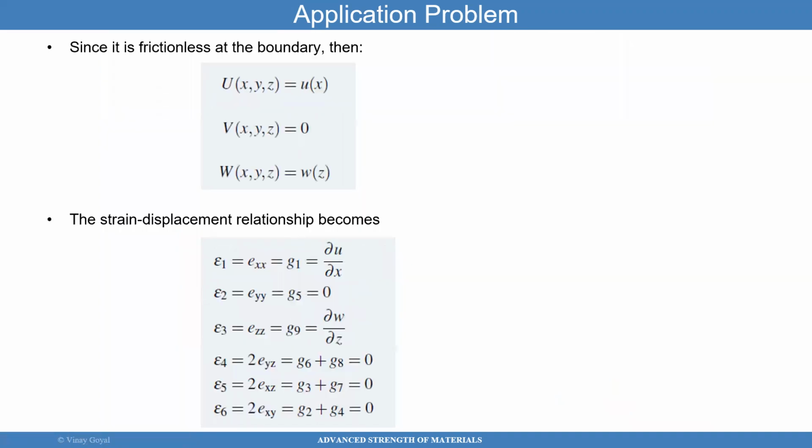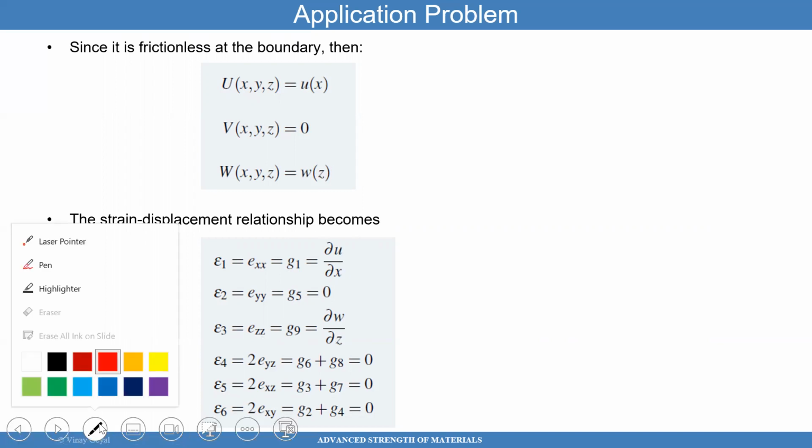So I can use the strain deflection relationships. Given these deflections that we know of the system, I can use the strain deflection relationships to calculate the 6 strains that we know of. Epsilon xx is partial u with respect to x. Epsilon 2 is 0 because the derivative of v with respect to y is 0. Epsilon 3 is epsilon zz, which is partial w with respect to z. That's also unknown.